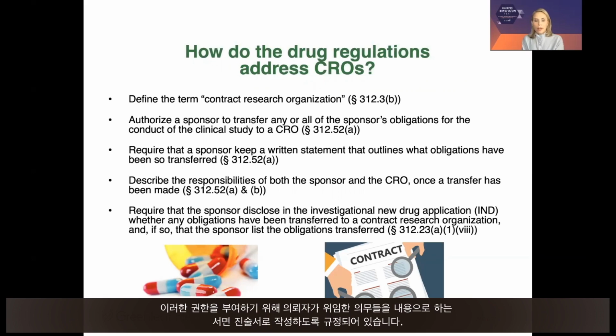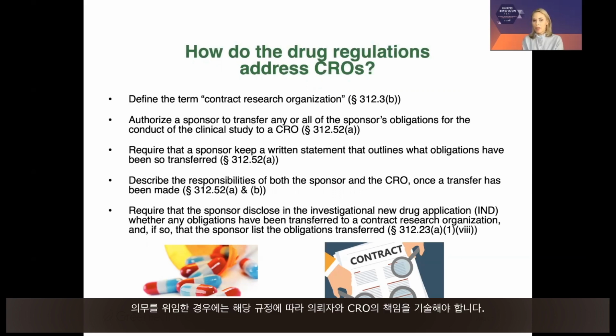To do so, the regulation requires that sponsors keep a written statement that outlines what obligations have been transferred, and you really, under the regulation, need to describe the responsibilities of both the sponsor and the CRO once a transfer has been made. And it's required that the sponsor disclose in their IND whether any obligations have been transferred to a CRO, and if so, that the sponsor lists what those obligations actually are.